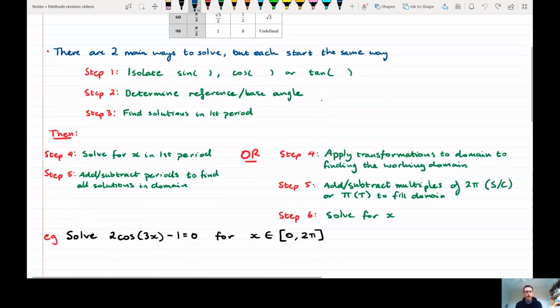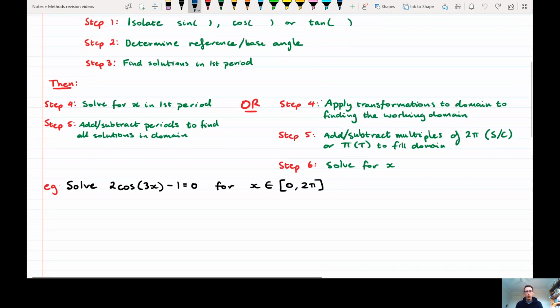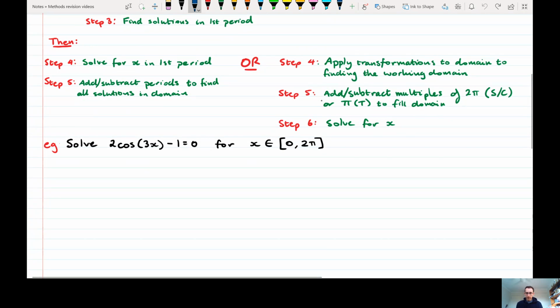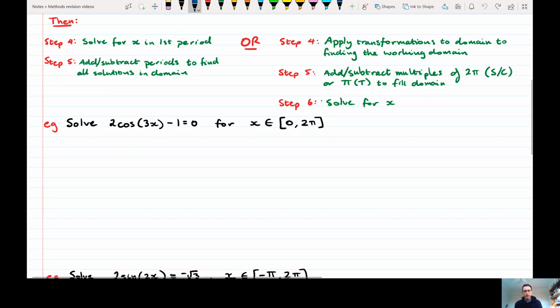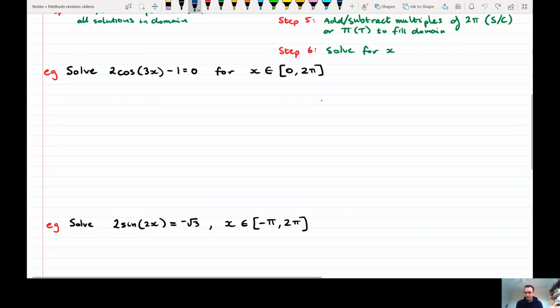And in this video, I'm going to look at the left-hand side, which is we're going to solve for x in the first period, and then I'm going to add and subtract periods to find all the solutions in the domain. This is my preferred method, but both are valid. So let's see how it works.